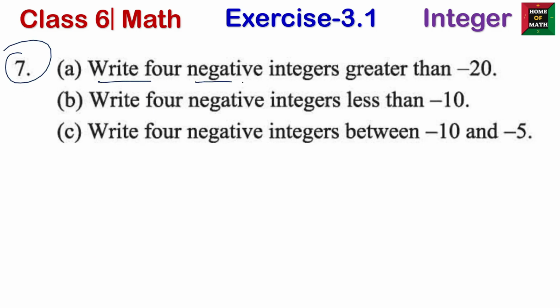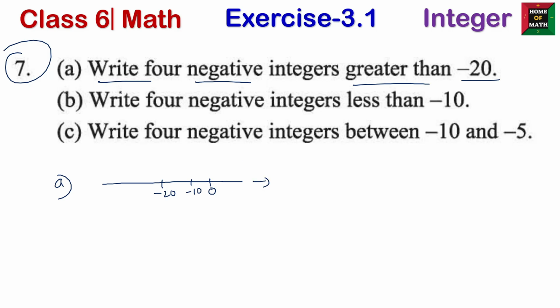Write 4 integers greater than minus 20. So we can consider this is a straight line. So this is 0, suppose this is minus 10 and this is minus 20. So which is greater, minus 10 or minus 20? It should be minus 10. So from minus 20 to the right side, everything is greater than minus 20.